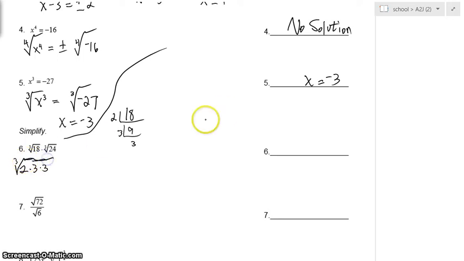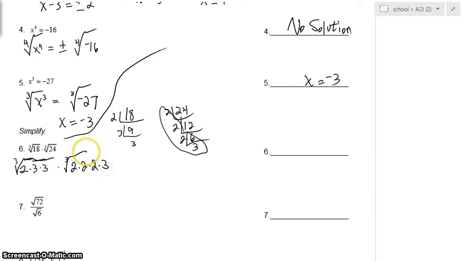Likewise with 24, we can do a little division tree. Divide out a 2, you get 12. Divide out a 2 again, you get 6. Divide out a 2 one more time, you get a 3. So it's 2 times 2 times 2 times 3. And right now, I just want to point out, it's so much smarter to break these numbers down individually rather than multiply them together. You do bring them together now, though.